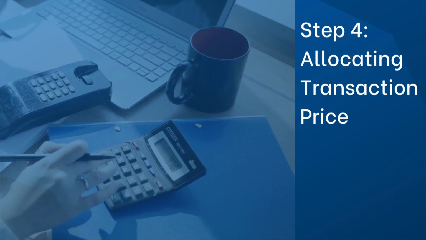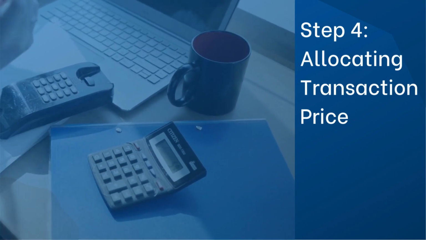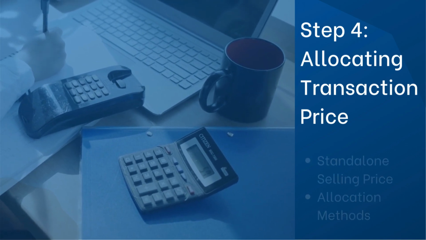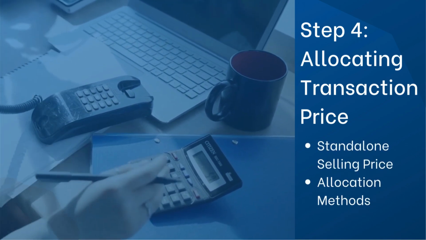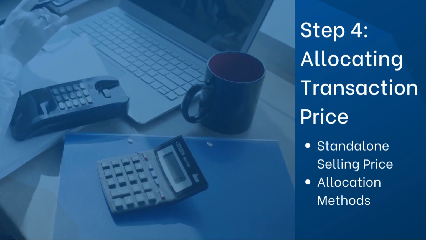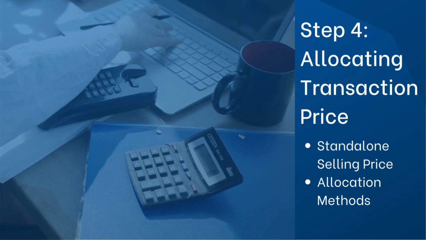Step 4. Allocating the transaction price. Think of this step as divvying up the bill after a satisfying meal. The transaction price needs to be fairly split among all the promises made in the contract. Standalone selling prices play a significant role here, ensuring everyone gets their fair share.